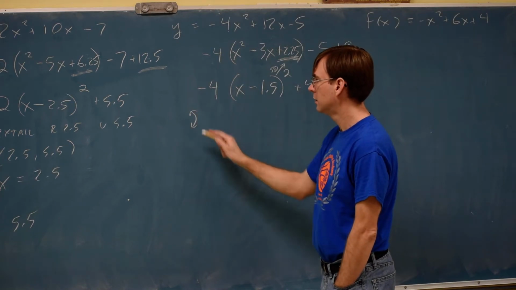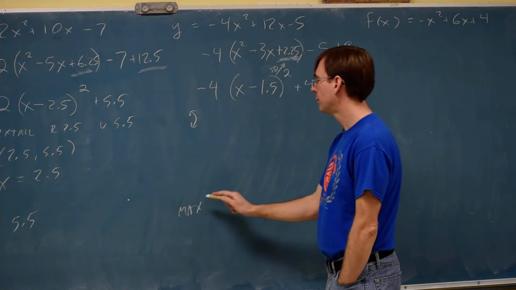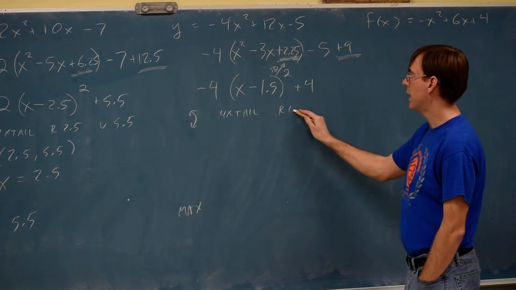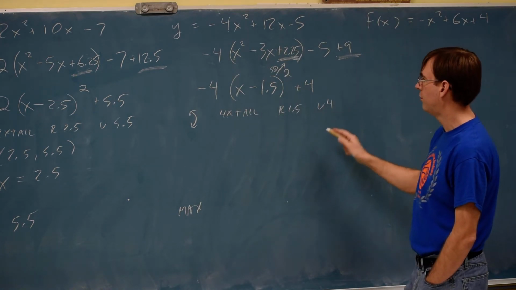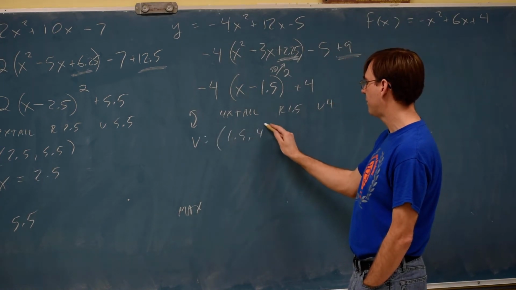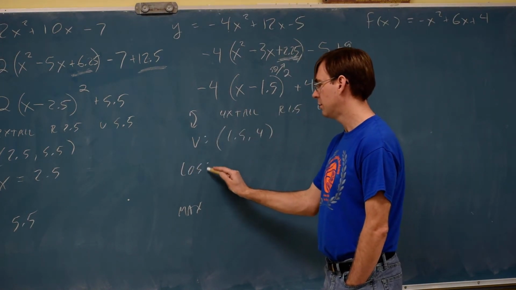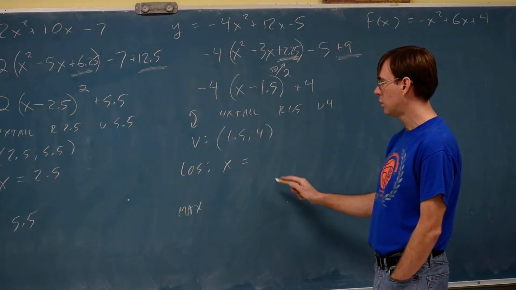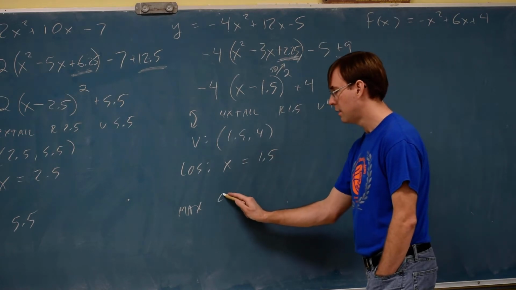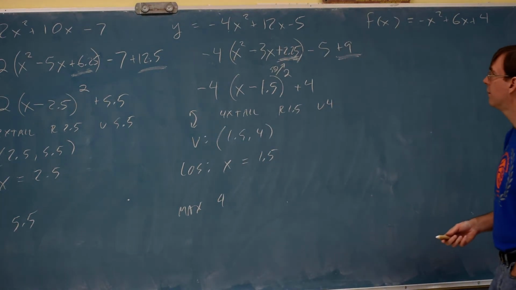We're flipping, which means a max. We are 4 times taller. We are right 1.5. We are up 4. So vertex would be 1.5, 4. Line of symmetry blindly is always x equals. And then you grab the first number from the vertex. Max is always the second number from the vertex.